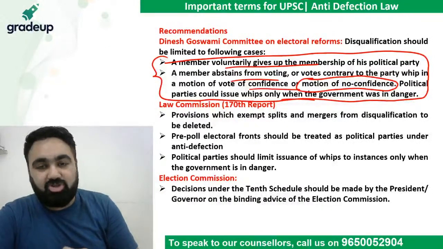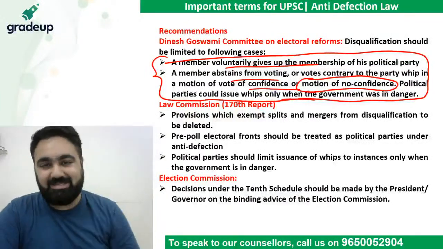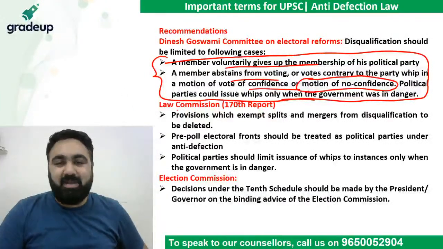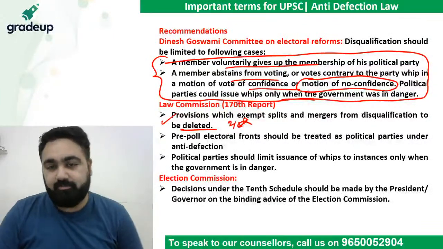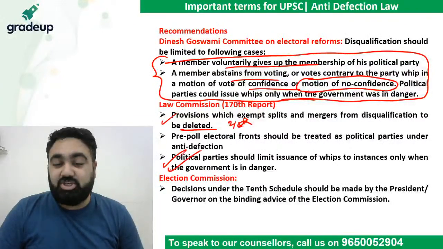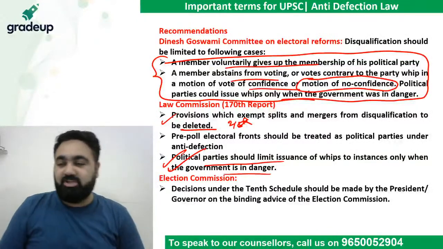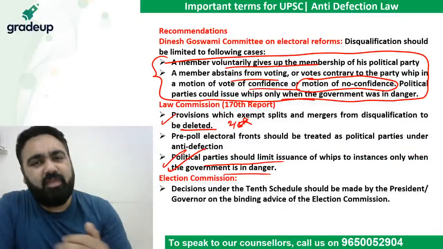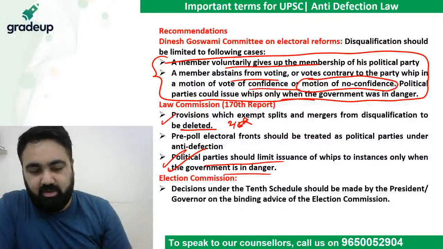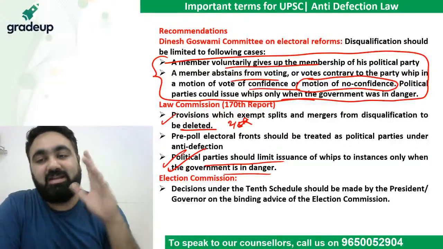The Law Commission has also given many suggestions. For example, the Law Commission has said that first, splits and mergers should not be allowed. The exception of two-thirds or one-third should be deleted. Political parties should not tell their MPs or MLAs how to vote on each bill, except when the government is in danger of falling down. So that is what the Dinesh Goswami committee also said. People should be forced to vote for their party only and only when the government is in danger of falling down.